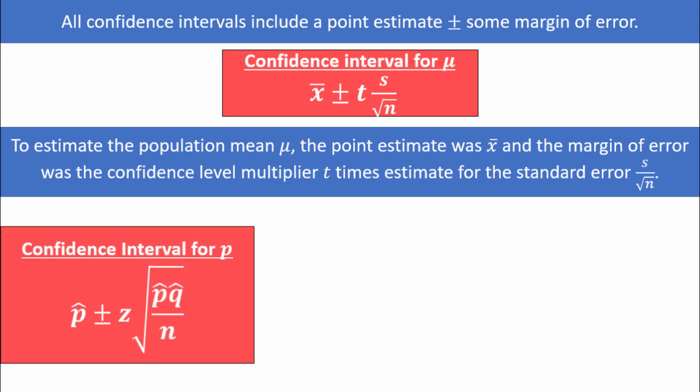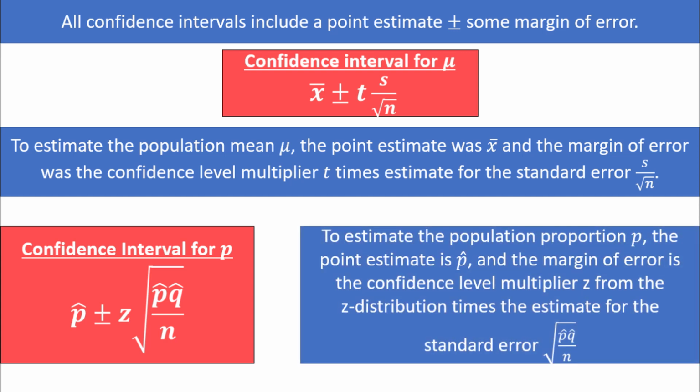The confidence interval for the population proportion looks like this, and has the same basic form as the confidence interval for the population mean. The point estimate is p hat, and the margin of error is now made up of the confidence level multiplier z from the z distribution, as well as the estimate for the standard error of the point estimate, which is the square root of p hat q hat over n. The standard error can be viewed as the average amount that p hat tends to vary on each sample, the same way that s over the square root of n was viewed as approximately how much x bar varied on each sample on average.